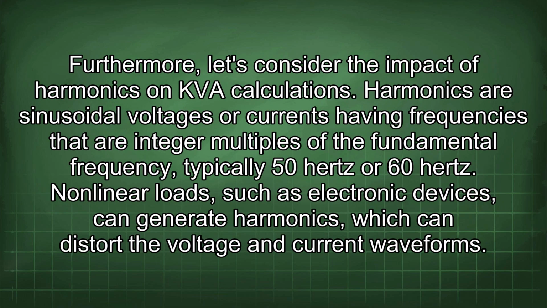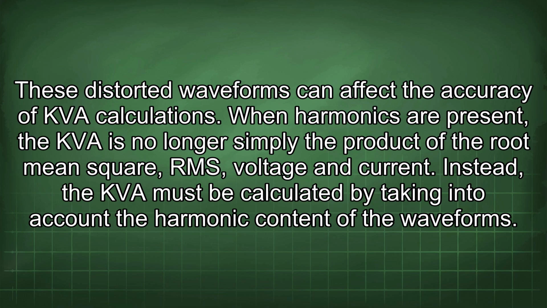Furthermore, let's consider the impact of harmonics on KVA calculations. Harmonics are sinusoidal voltages or currents having frequencies that are integer multiples of the fundamental frequency, typically 50 Hz or 60 Hz. Nonlinear loads, such as electronic devices, can generate harmonics, which can distort the voltage and current waveforms. These distorted waveforms can affect the accuracy of KVA calculations.